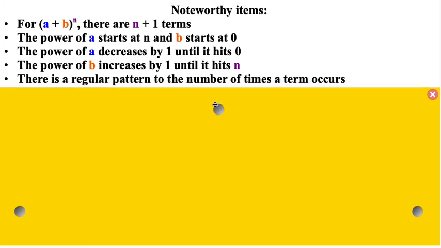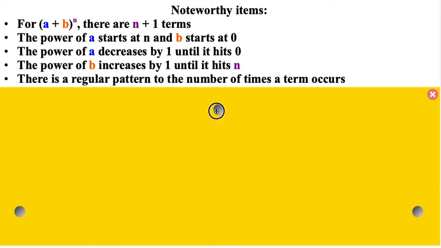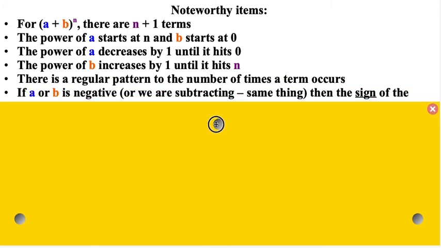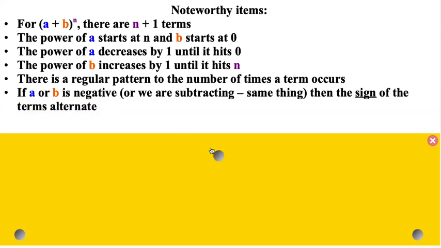There is a regular pattern in the number of times the term occurs. What I'm talking about there is, how many x squared terms were there here? 3. And 3x to the first terms, which is the same down here. And if a or b is negative, or we are subtracting, which is the same thing, then the sign of the terms seems to alternate. So we're going to leave it at that for now, and then we're going to start talking about why this is, and then looking at how we can expand things to even higher powers.